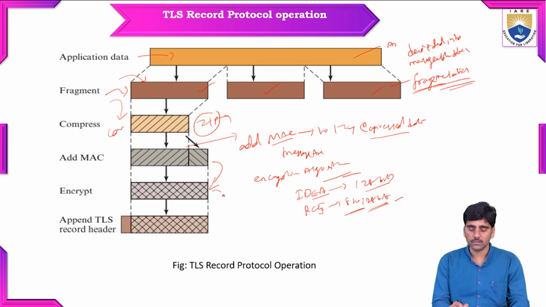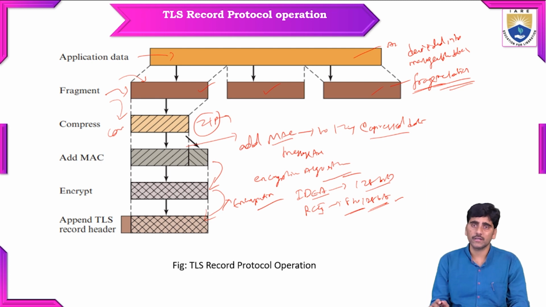And then last, applying or appending the TLS record header to this encrypted data. So this is the way the record protocol operation performs. So what does it perform exactly?